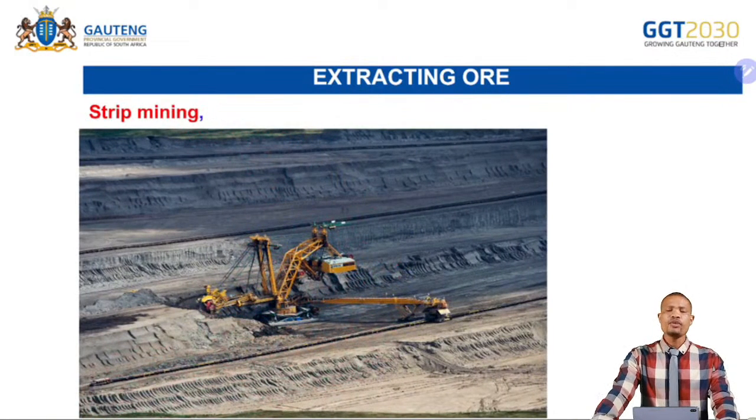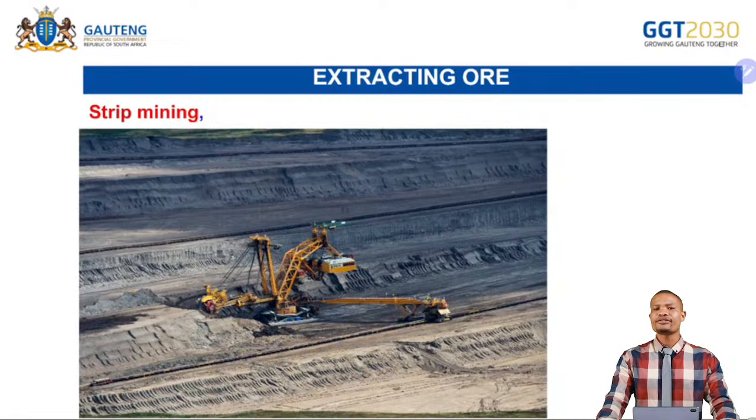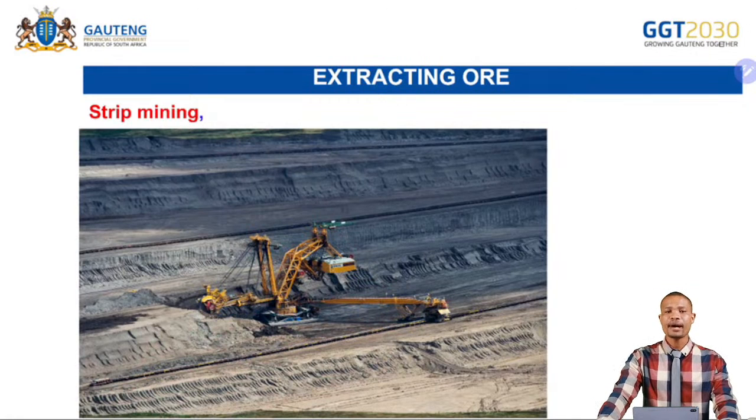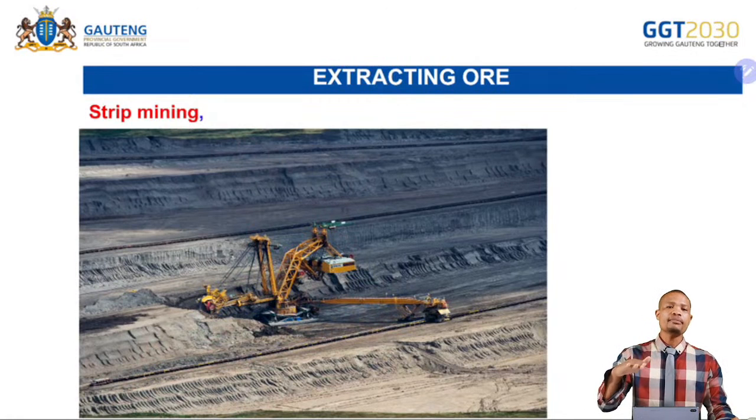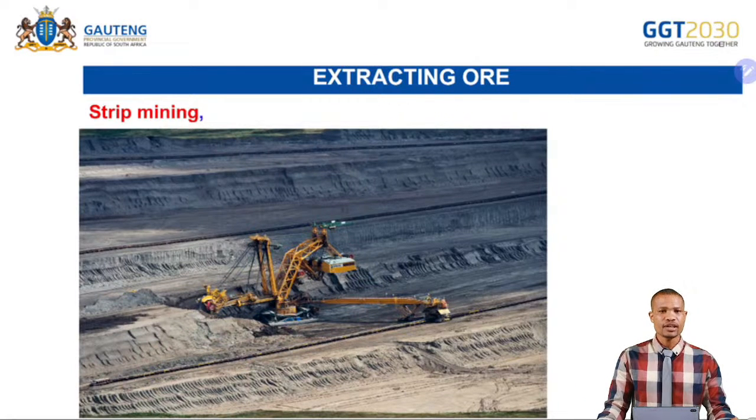We have a number of different ways of surface mining. The first one is strip mining. In strip mining, we remove the layer of soil or rocks covering the desired ore. Remember, we mentioned that some minerals are found on the surface of the earth. Maybe they are covered by soil or some rock. We need to remove that rock to get the mineral that we need.